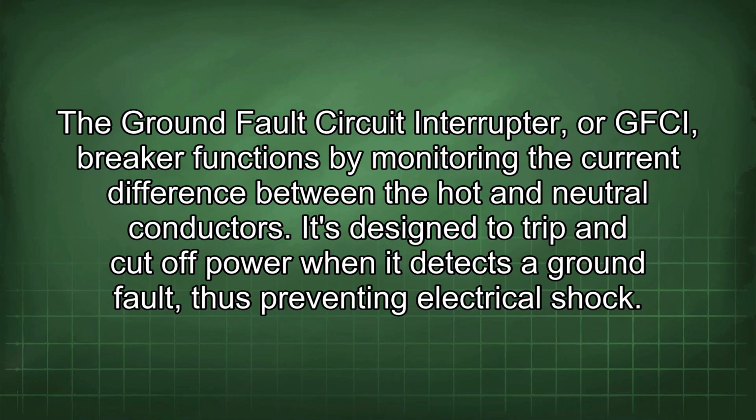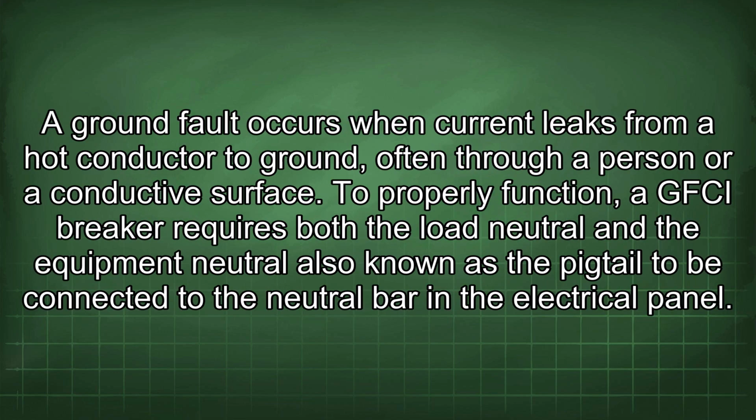The ground fault circuit interrupter, or GFCI, breaker functions by monitoring the current difference between the hot and neutral conductors. It's designed to trip and cut off power when it detects a ground fault, thus preventing an electrical shock. A ground fault occurs when current leaks from a hot conductor to ground, often through a person or a conductive surface. To properly function, a GFCI breaker requires both the load neutral and the equipment neutral, also known as the pigtail, to be connected to the neutral bar in the electrical panel.